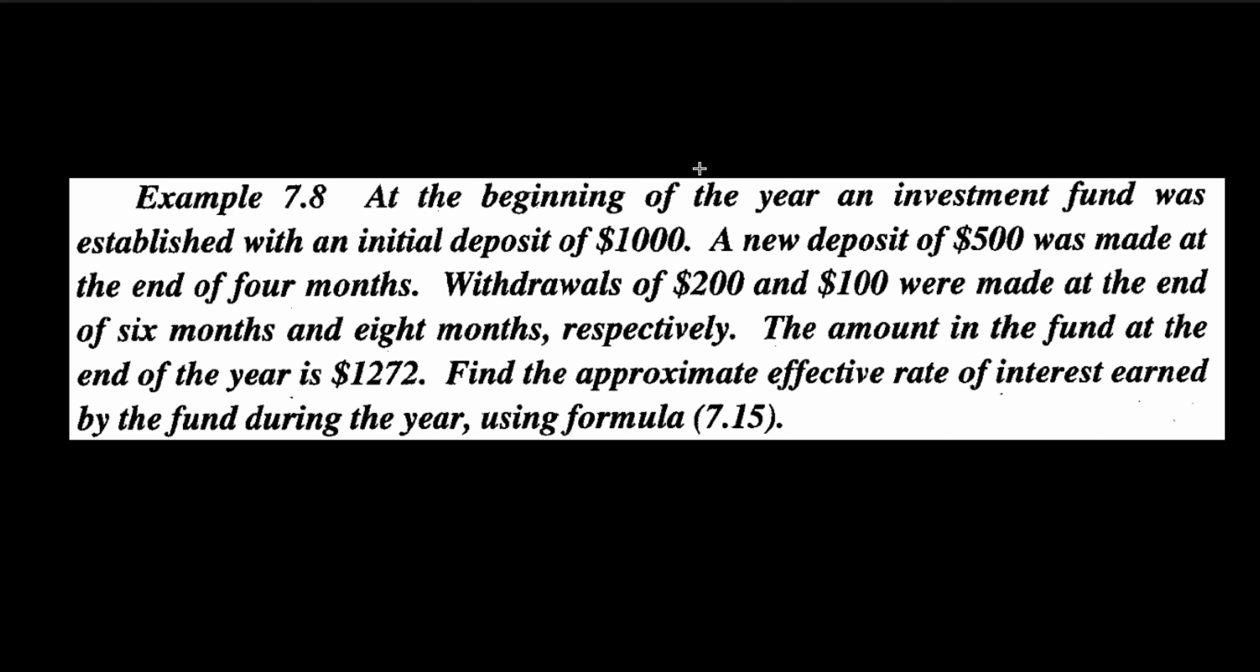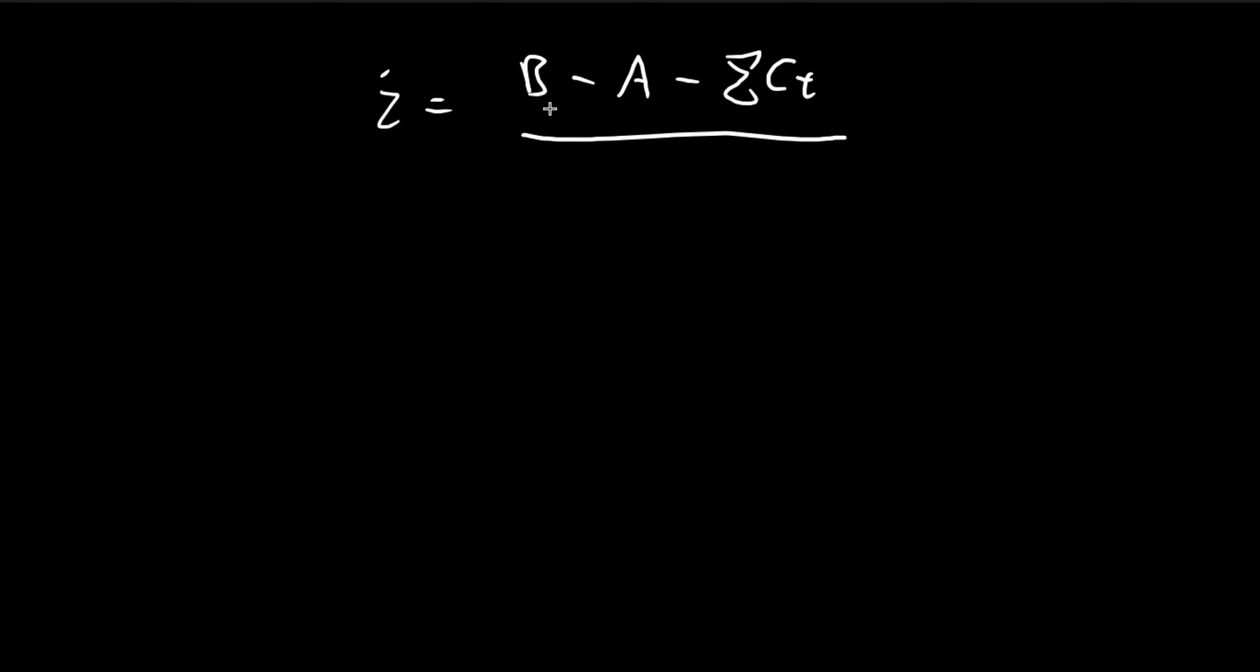Just a quick video on how to apply the time-weighted rate of return. So first of all, just recall the formula. The formula for the interest rate is equal to the final amount minus the initial amount minus the sum of all cash flow. And then we divide this by the initial amount plus the sum of all cash flow multiplied by 1 minus the time that the cash flow happens.